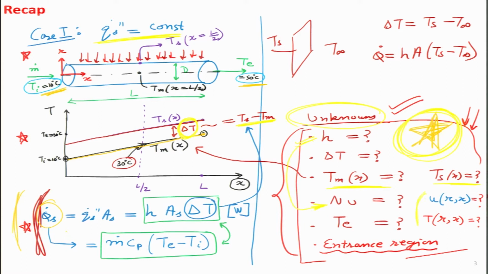These two are very important parameters: the velocity in the x direction as a function of r and x, and the temperature profile as a function of the radial coordinate r and the axial coordinate x. So, we want to figure out all these parameters and what exactly their values are.